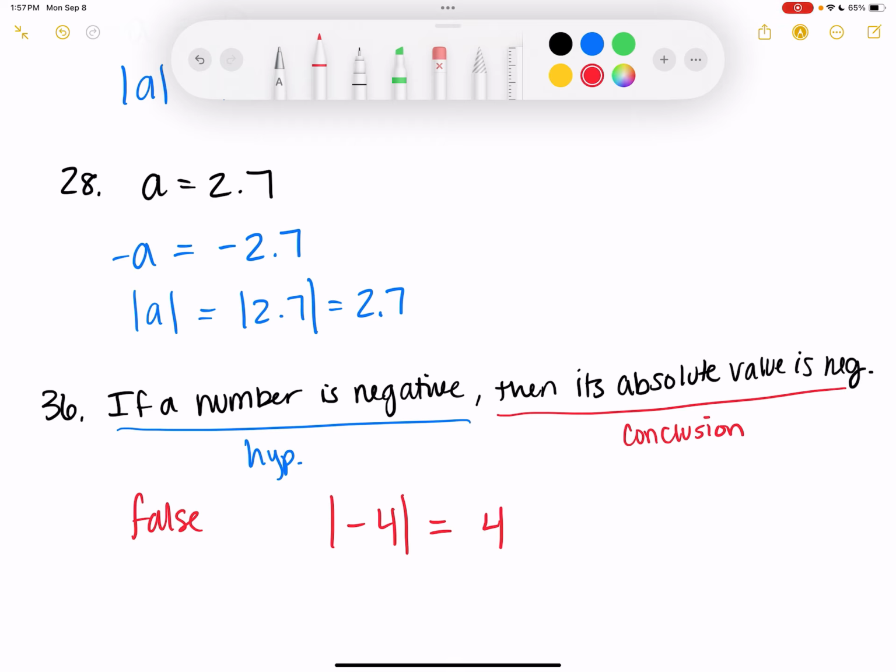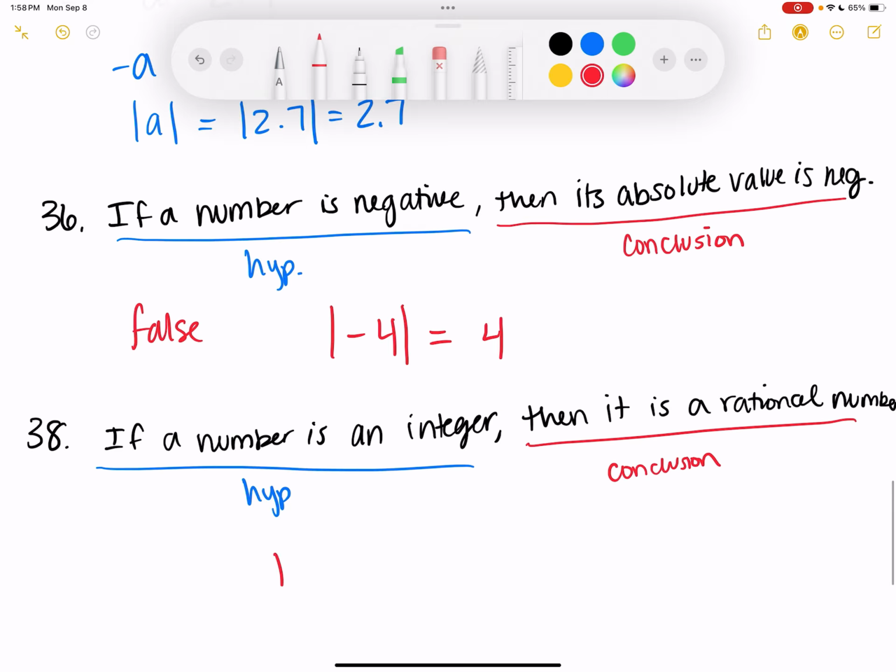38. If a number is an integer, then the number is a rational number. I'm just going to say then it is a rational number. All right, so what's my hypothesis? Yep, if a number is an integer is my hypothesis, and so then my conclusion is the stuff that's left, then it is a rational number. That's true. It is true. Because any integer is also rational, so all you need to say on this one is true, and you don't have to write anything else.